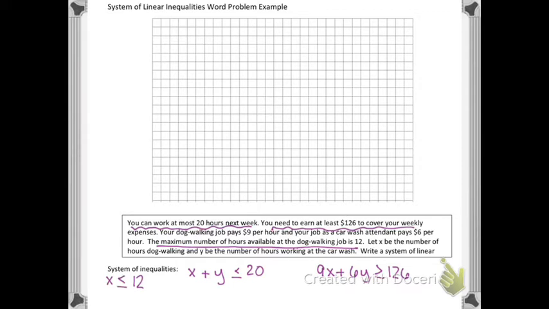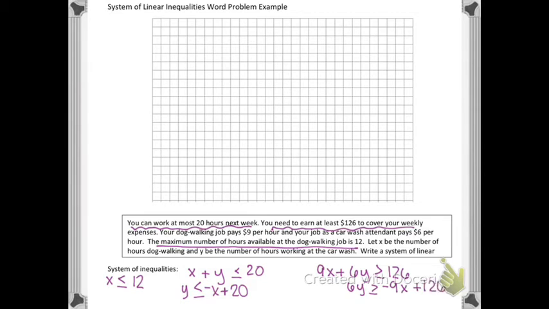Now we're going to graph the system of inequalities. Before we graph it, let's go ahead and get these in standard form, and then we can see what scale we need to use when we number our graph. That first one, X is less than or equal to 12, is already in standard form. For the next one, let's move the X to the other side. And then lastly, for this one, let's move the 9X to the other side. And then let's divide everything by 6.